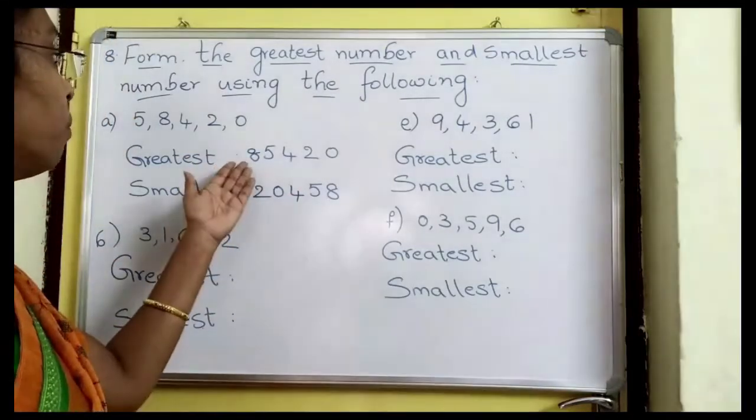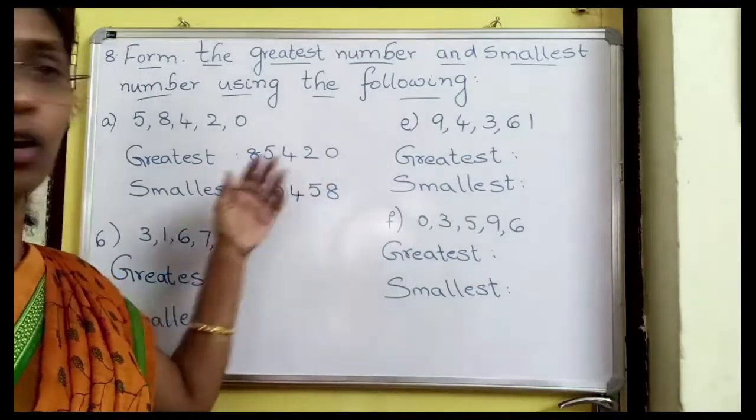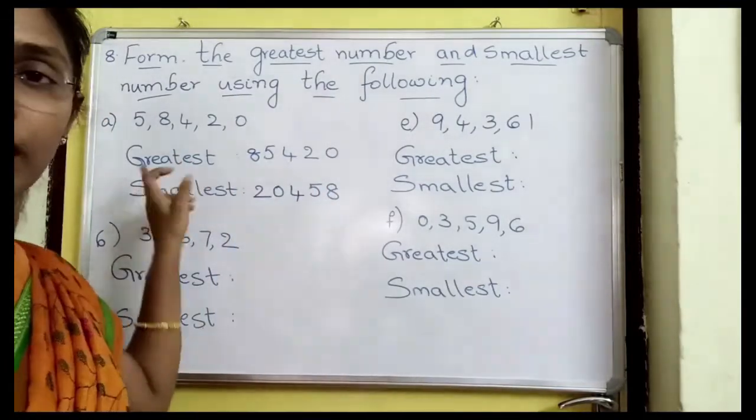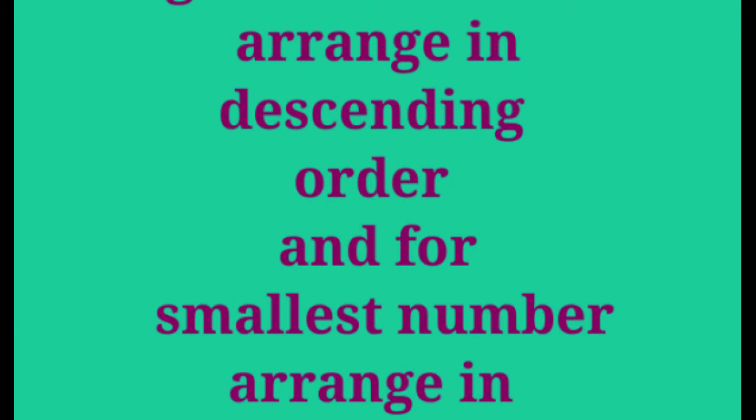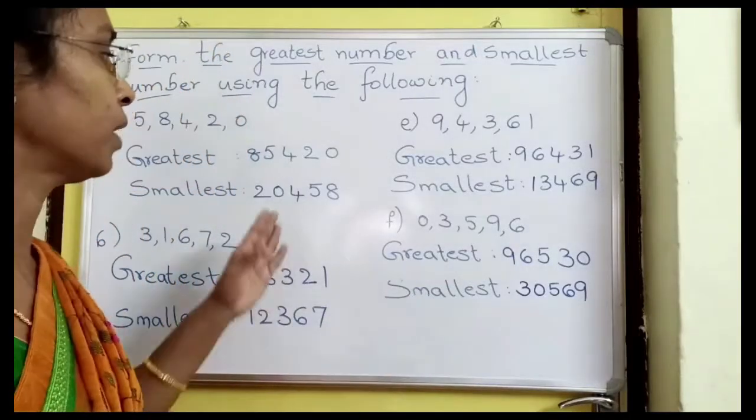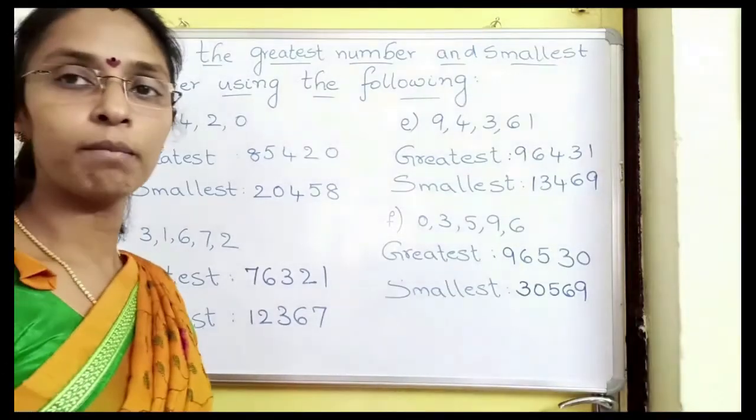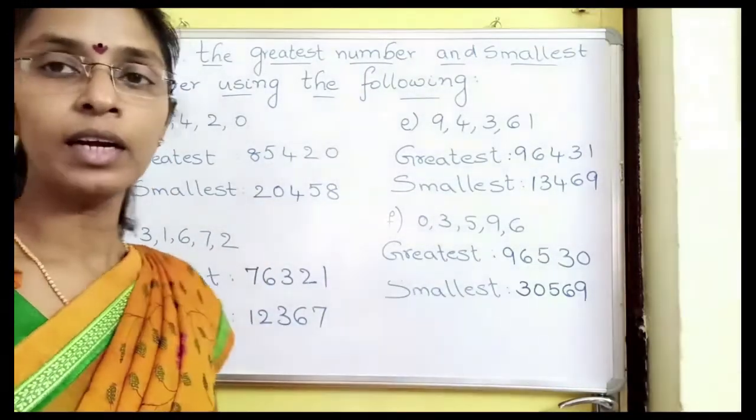So when you are arranging the numbers in descending order, you are getting the greatest number, and when you are arranging the numbers in ascending order, you will get the smallest number. This is how you will form the greatest and the smallest numbers using the given digits.